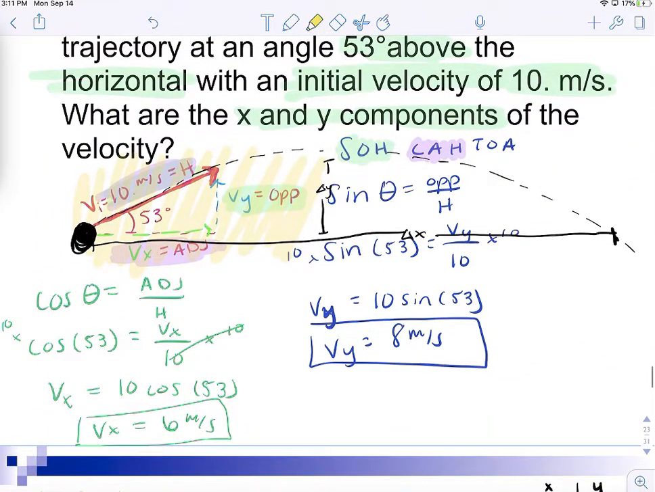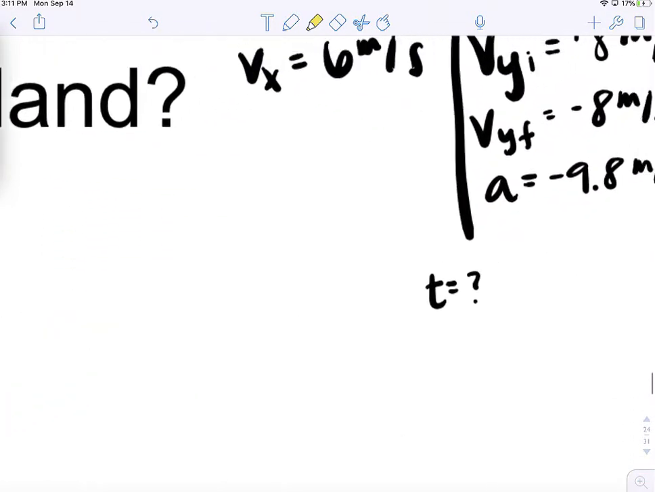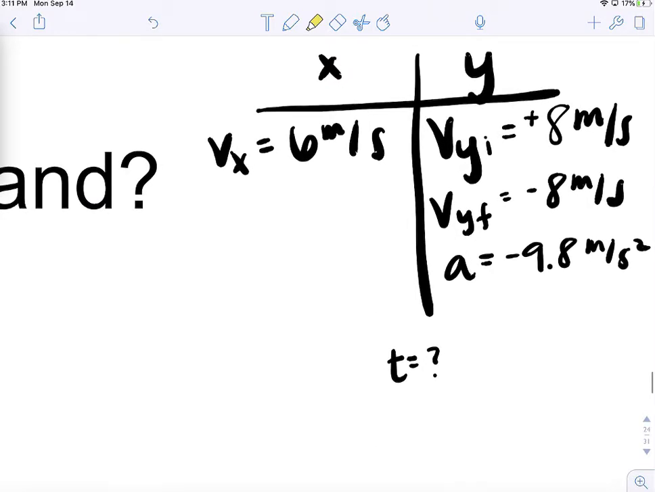It takes the same amount of time to go up and all the way back down as it does to travel the entire x distance. So all of this is happening at the same time. Time is the one value that's going to be the same for both of them. So I don't like to write time in either column. You could write it in both. I just like to write it underneath to remind myself that it's the same for both.